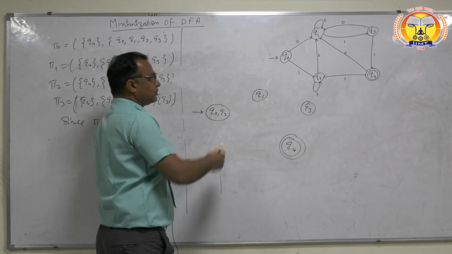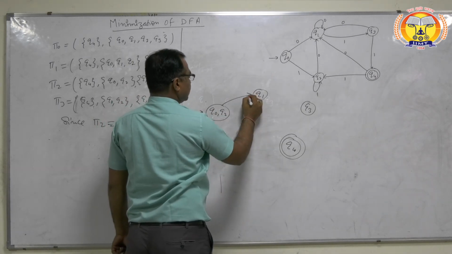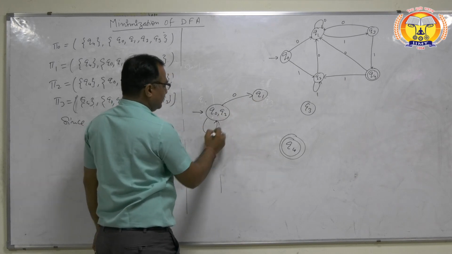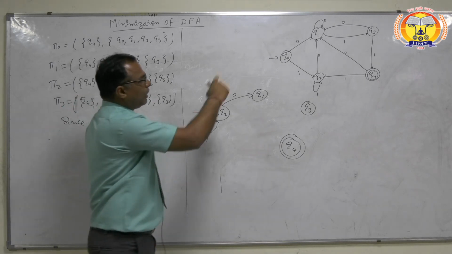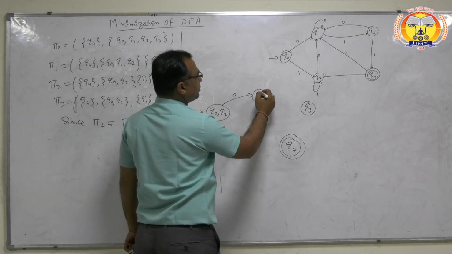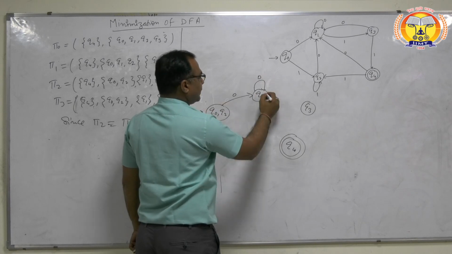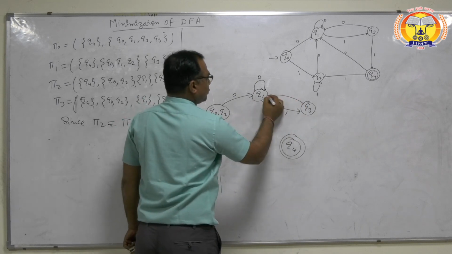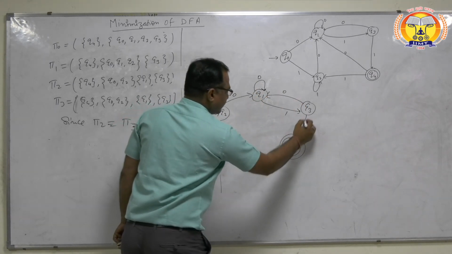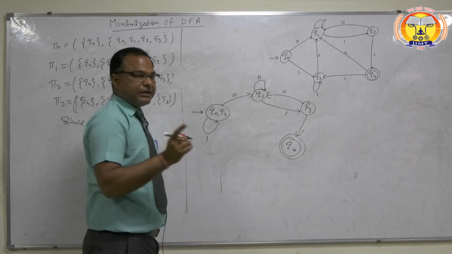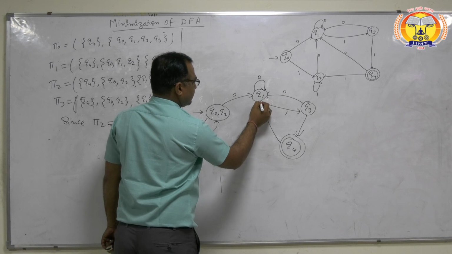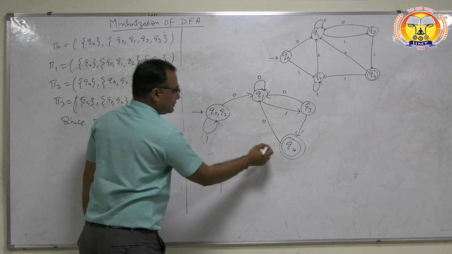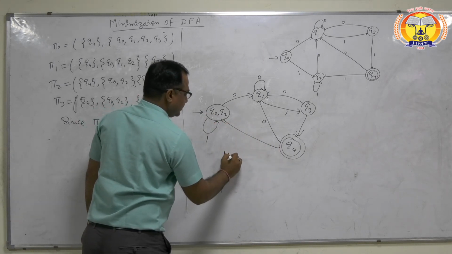And now what will be the transitions? On Q0, we are getting Q1 on 0 input, and on 1 input we are getting Q2, and Q2 is combined, so on 1 we are getting the combined state. On applying 0 input to Q1 we are getting Q1 also, and on 1 we are getting Q3. On Q3 applying 0 we are getting Q1, on Q3 applying 1 we are getting Q1. On Q4 applying 0 we are getting Q1, and applying 1 we are getting Q2, the combined state.